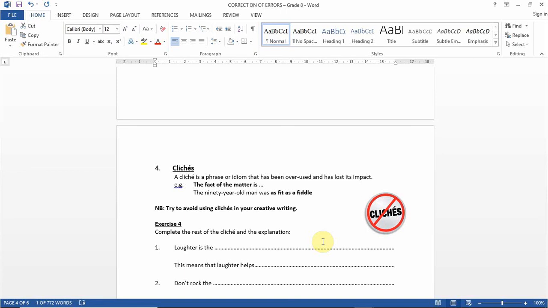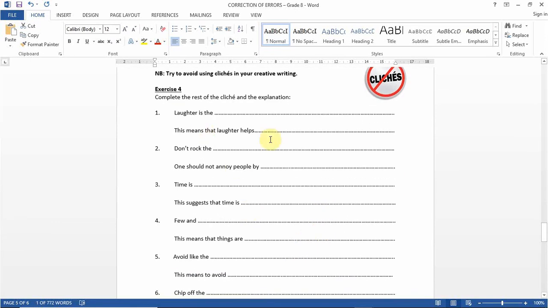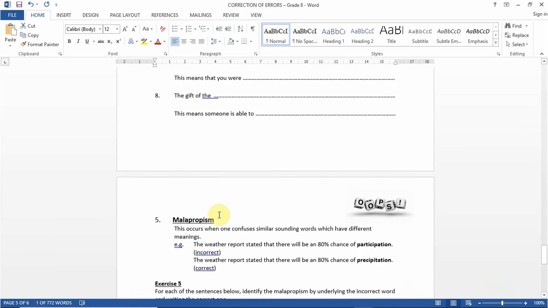So let's take the first one. Laughter is the best medicine. Okay, it's a cliche. Everybody knows that, or a lot of people. And this means that laughter helps you feel better, maybe when you're sick or ill. Okay, laughter is the best medicine. Alright, so there are a number of incomplete cliches there that we want you to fill in.